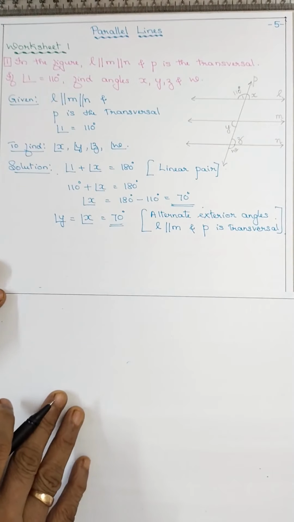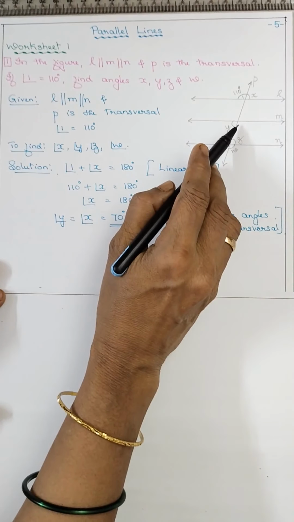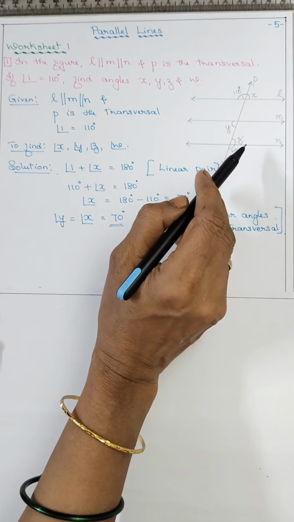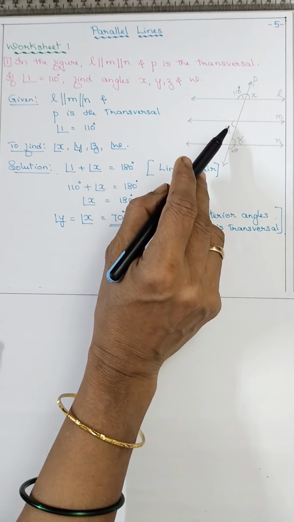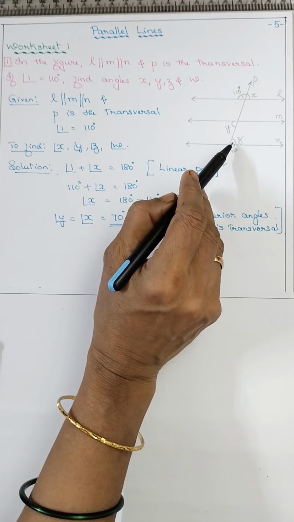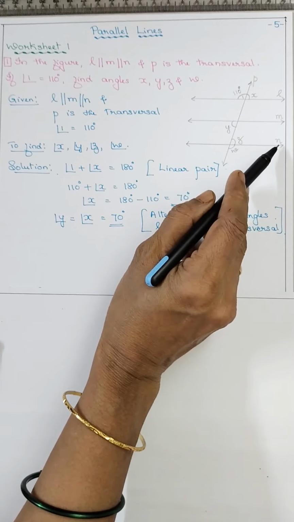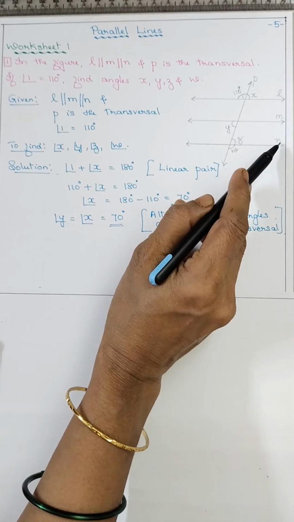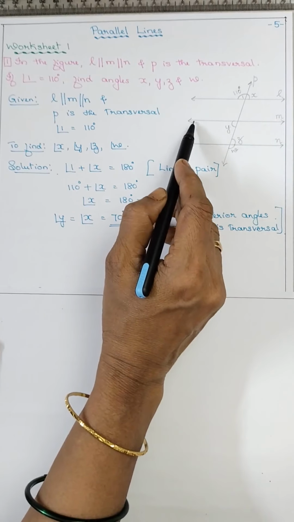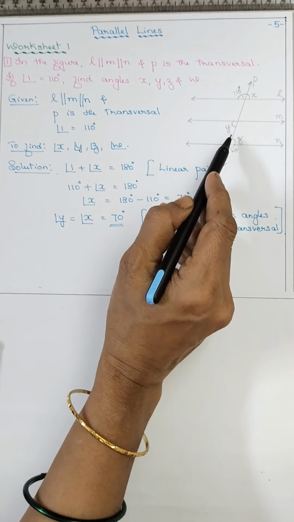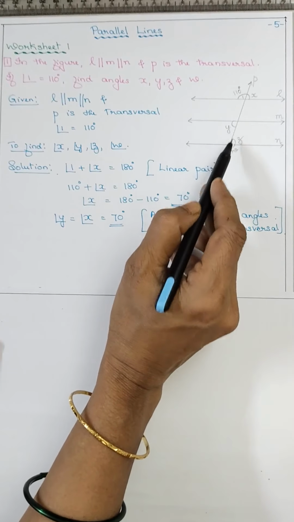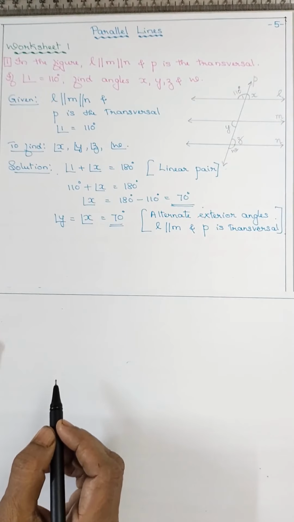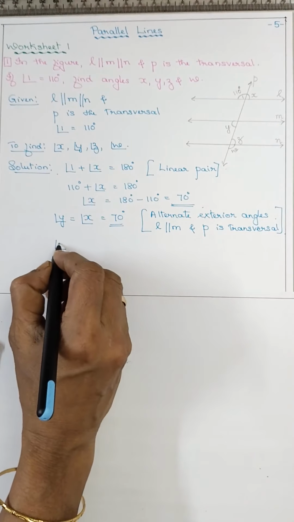Now Z. To get Z, Y and Z, what do they form? Y and Z, they form alternate interior, isn't it? If you take M and N and P is the transversal, Y you got, so Y and Z they form alternate interior. So it is Z is equal to Y.